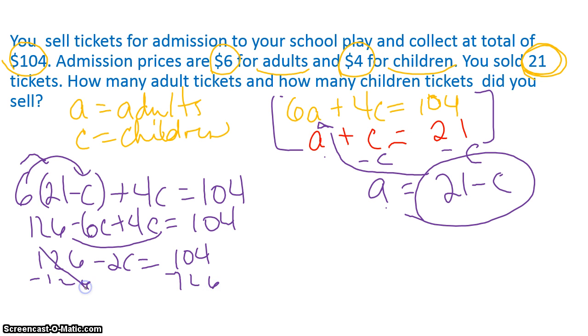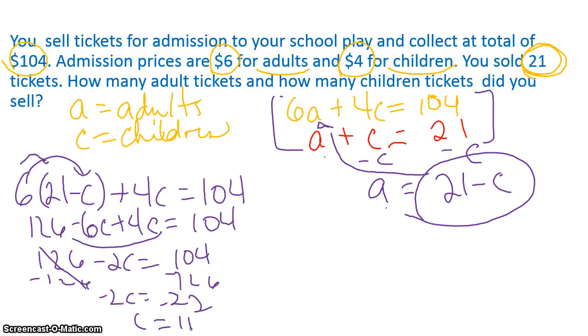So I'm going to have negative 2C equal to 104 minus 126, and that's going to give us a negative 22. So divide out that negative 2, my C will be 11. So I have sold 11 children's tickets.